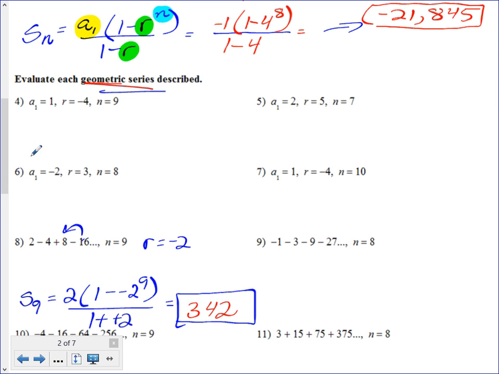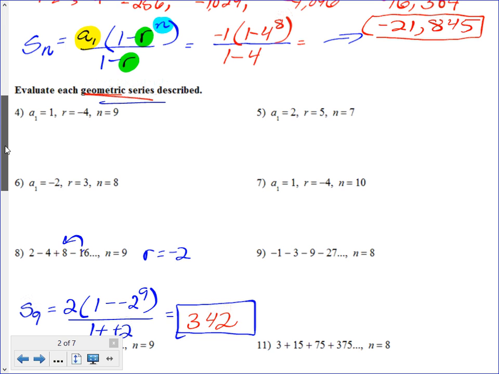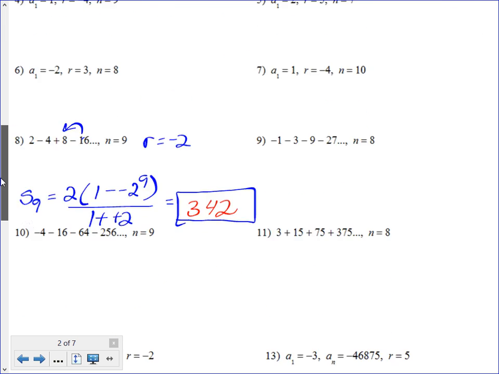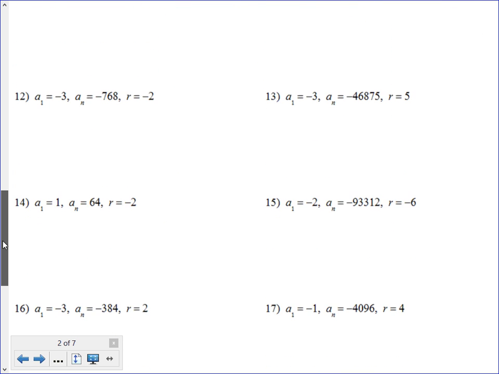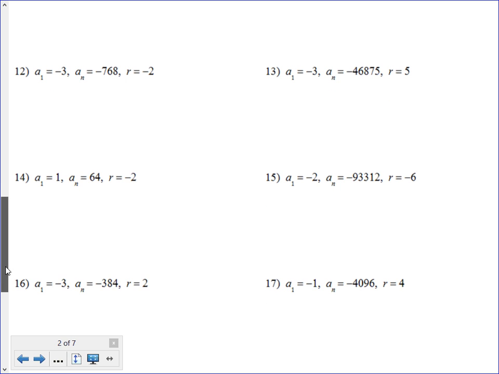I see a lot of y'all are already starting to grind on those. Before you get too far, take your paper and flip it over. Hard work. Look at number 12. Now, number 12 is a little bit tricky.